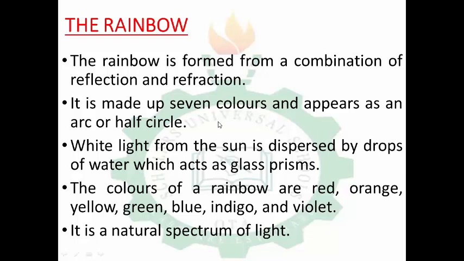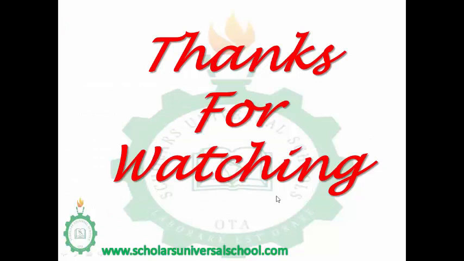Now, the rainbow is formed by the dispersion of white light by raindrops. Here, the raindrops act as glass prisms. The colors of the rainbow are the same as the colors dispersed from white light in a glass prism. It is a natural spectrum of light.